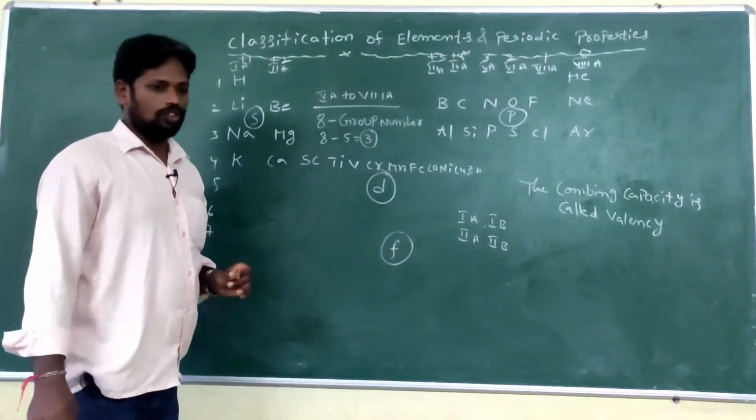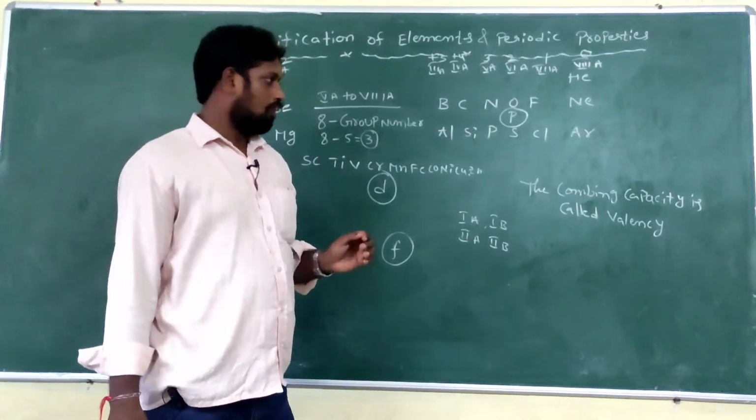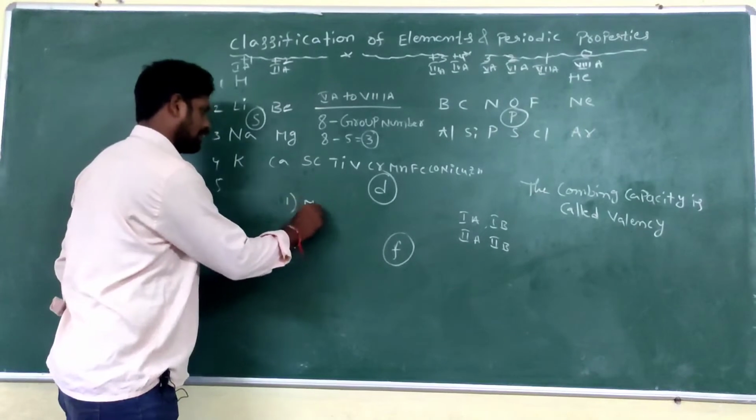And the elements in the periodic table are also divided into 4 categories. One is the metals.